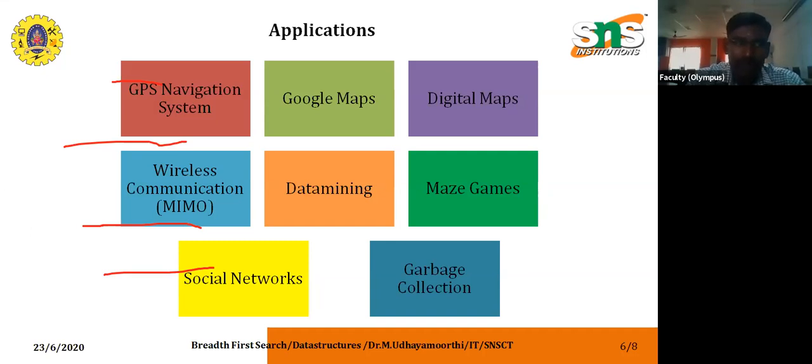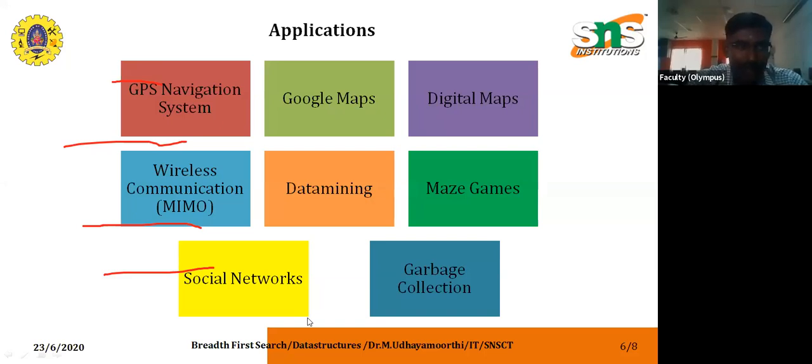The next one is Google Maps. Google Maps also works on the concept of breadth first search in a graph for searching a particular location or place where the user is going. Based on the user's command, the place is marked and where he is going to reach is shown. The next one is digital maps, which are also like Google Maps and support persons moving from one place to another.